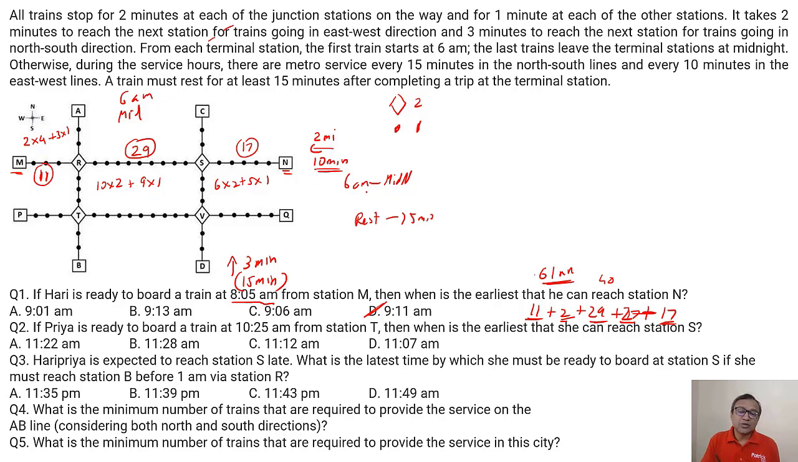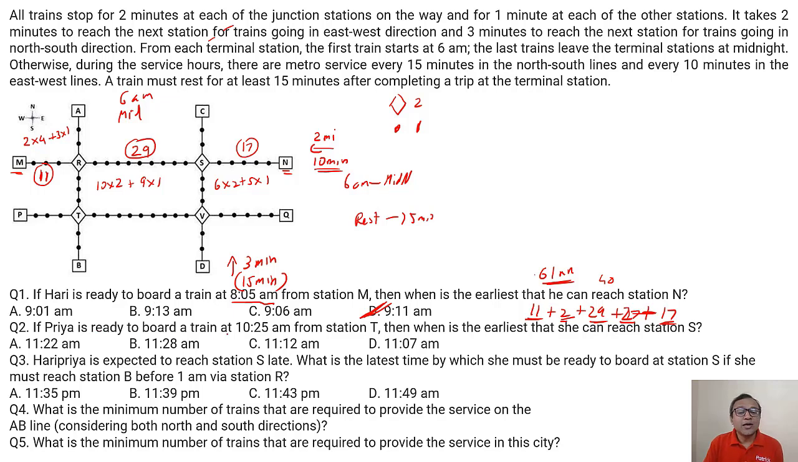Remember, it starts at 6 a.m. So 6, 6:10, 6:20, 6:30, 6:40, every 10 minutes. That means a train will start at 8:10, and it will take 1 hour 1 minute. It will reach at 9:11. D option. Right. Okay, let's go next.